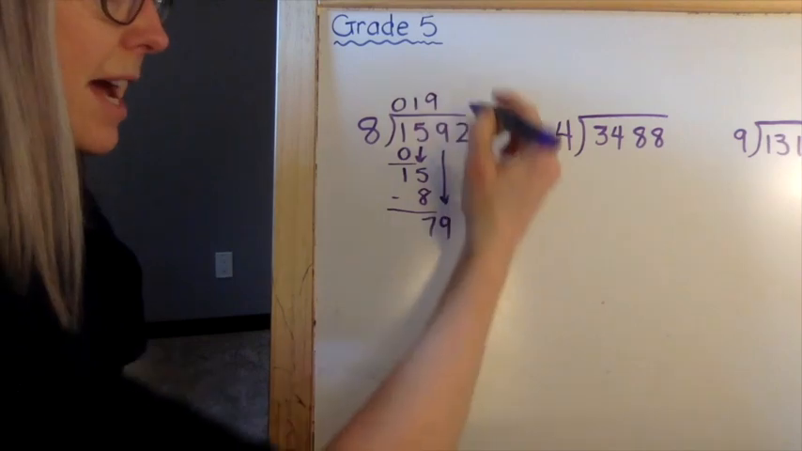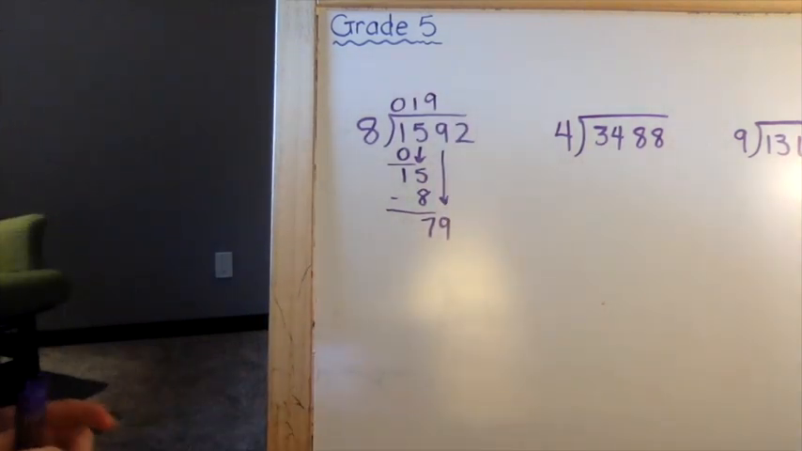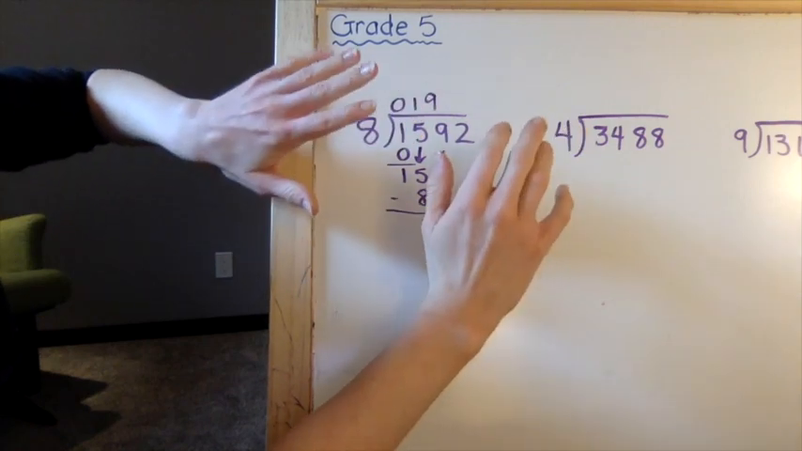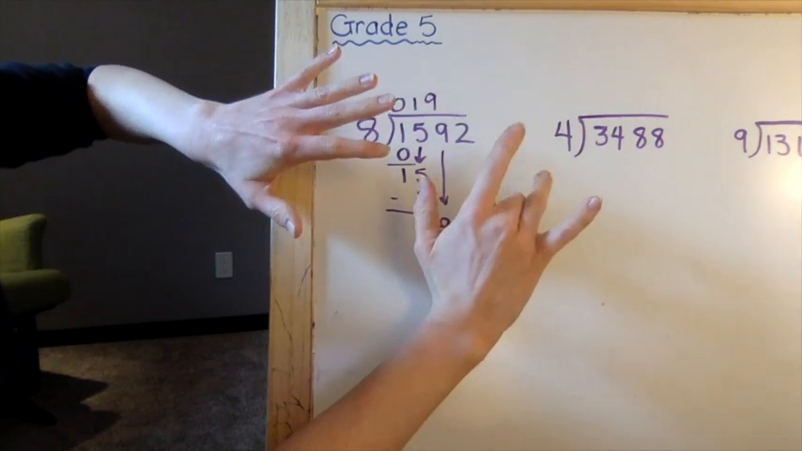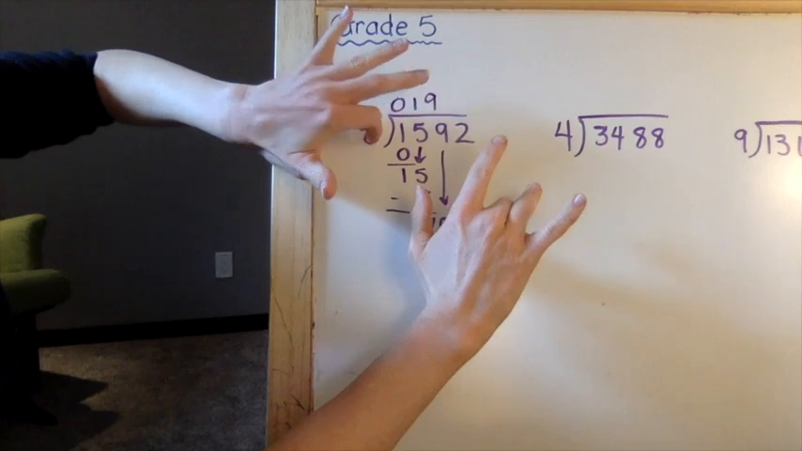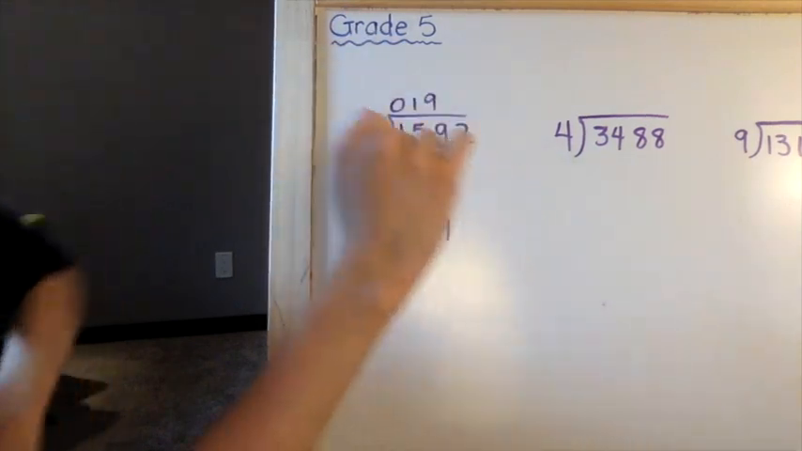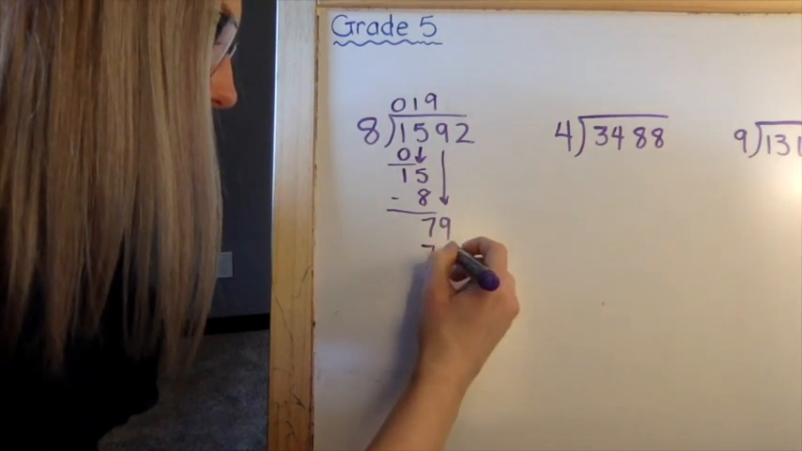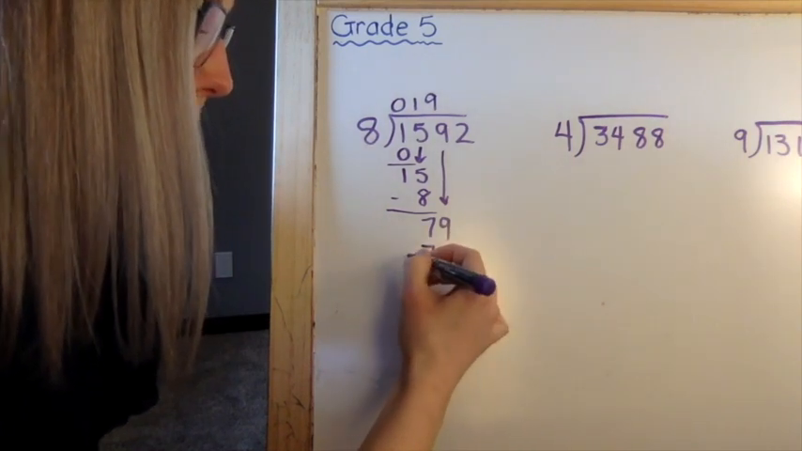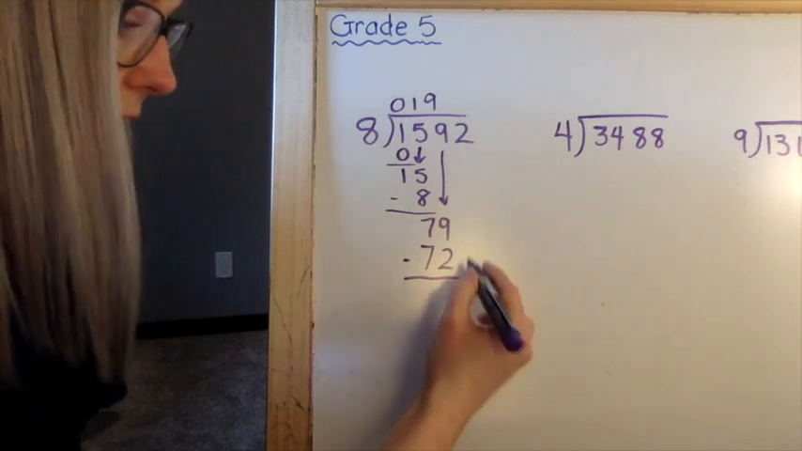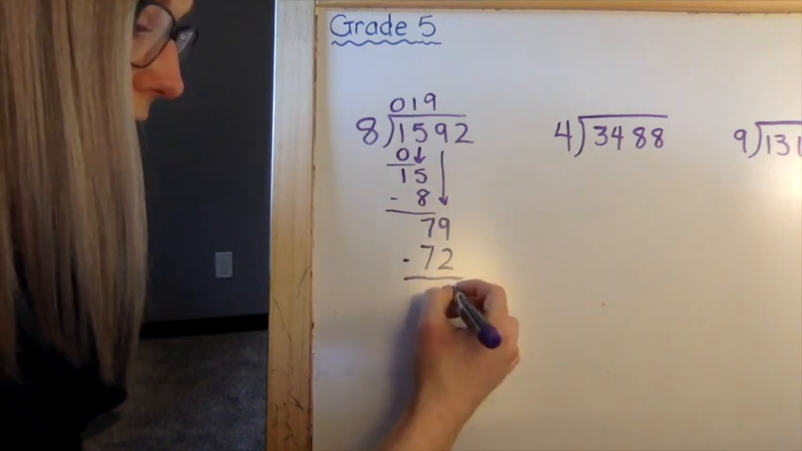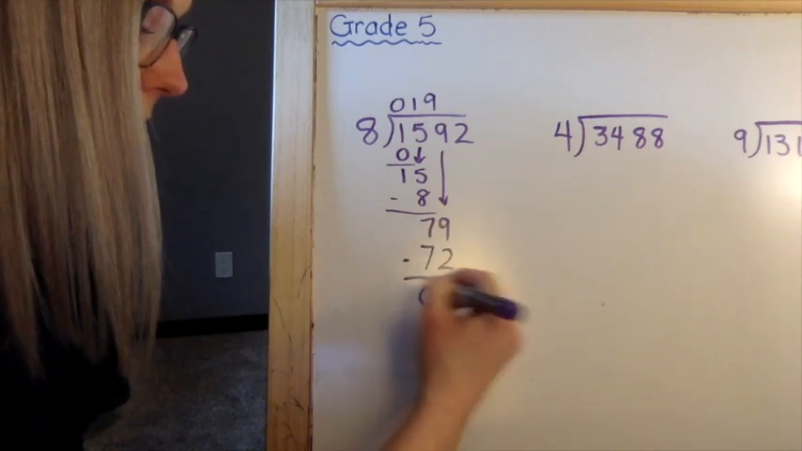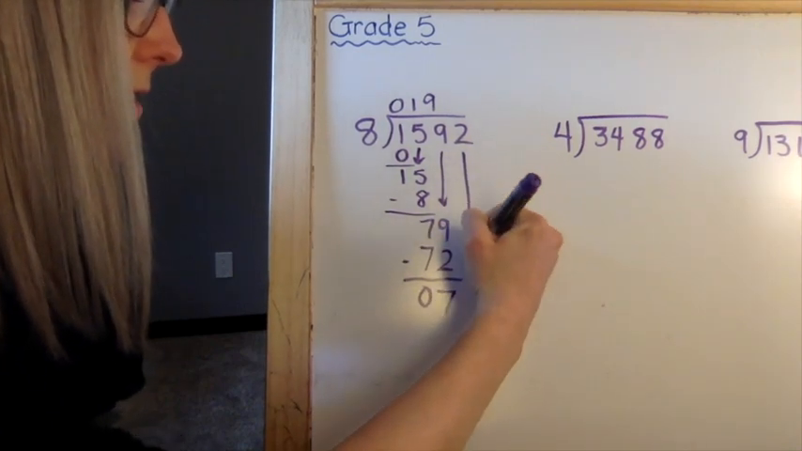8 times 9, so remember our trick for 9 times tables, guys. I'm just going to show you, in case you've forgotten your facts: 1, 2, 3, 4, 5, 6, 7, 8. So I have 10, 20, 30, 40, 50, 60, 70, and 2, 72. So it's 72. Now I'm going to subtract to find the difference, and 9 subtract 2 is 7, and 7 subtract 7 is 0. So I have 7 left over.